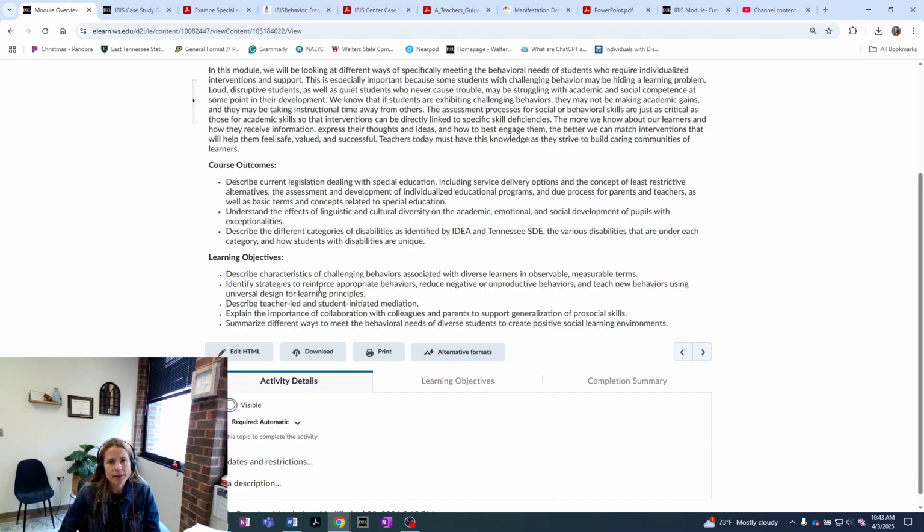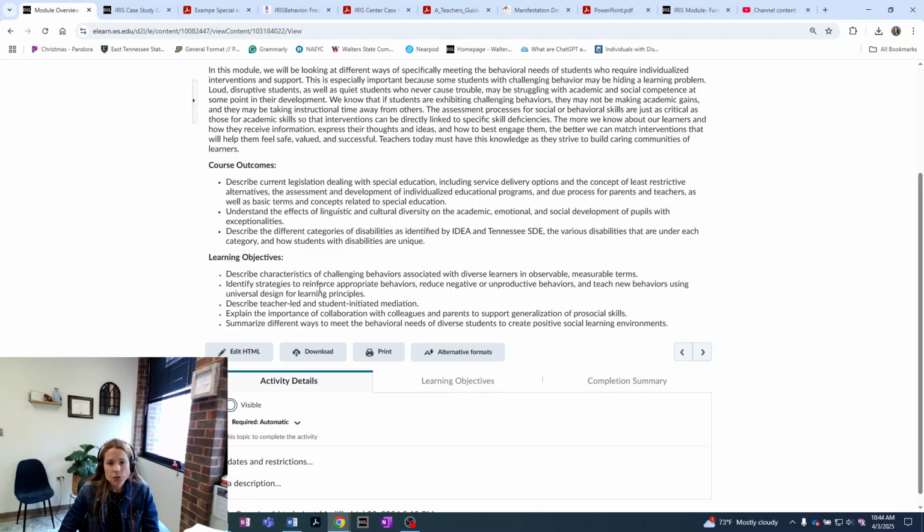Now, you also are going to identify strategies to reinforce appropriate behaviors, right? Or reduce negative or unwanted, unproductive behaviors. So we have to replace those by teaching them new behaviors and skills, right? And again, we're going to coincide with universal design for learning principles.